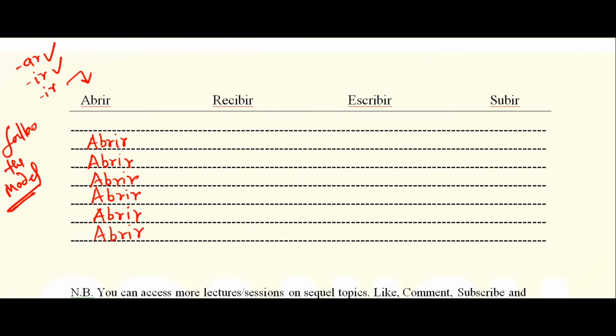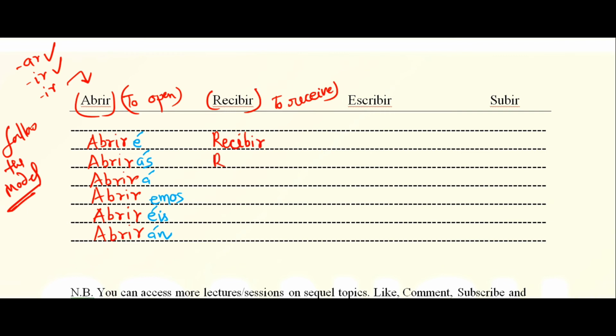Abrir. Now add the suffixes. Abrir means to open. Suffixes are a, as, a, emos, eis, an. Recibir is another verb. Repeat. Recibir means to receive. Recibir, recibir, recibir, to receive.